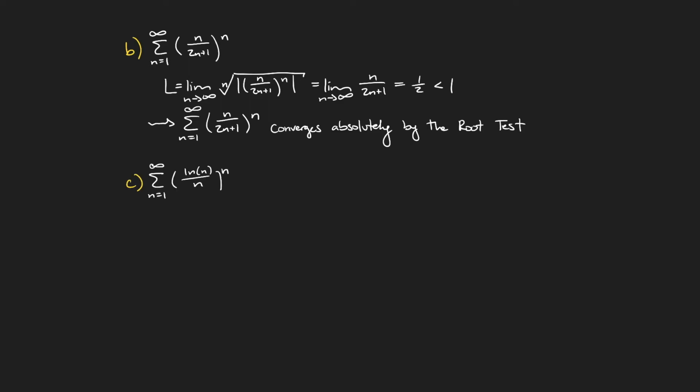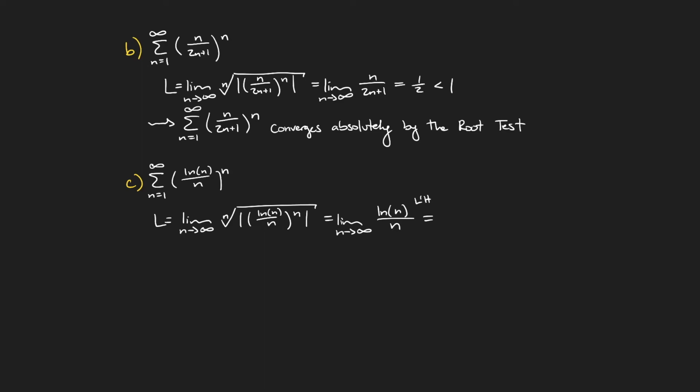Finally, consider the sum from n equals 1 to infinity of (natural log of n over n), all raised to the nth power. We take the limit and simplify to get the limit of natural log of n over n. We see that both the numerator and the denominator go off to infinity, and so we can use L'Hopital's rule.